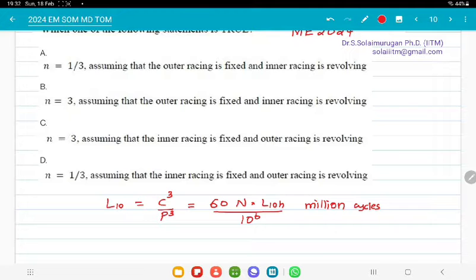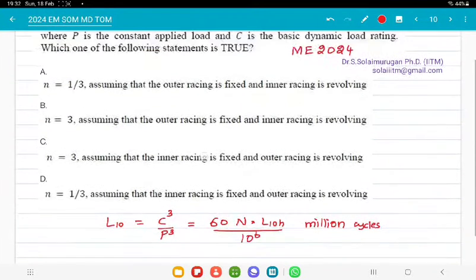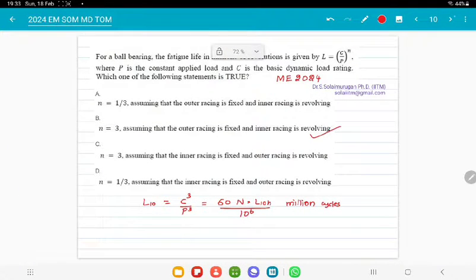Here, what is the value of N? N is nothing but 3, but there are two options, right? See the second level answer: outer race fixed, inner race revolving; inner race fixed, outer race revolving. So our formula is valid for outer race fixed, inner race revolving, right? Second option, this option is matching. Right. Next question.